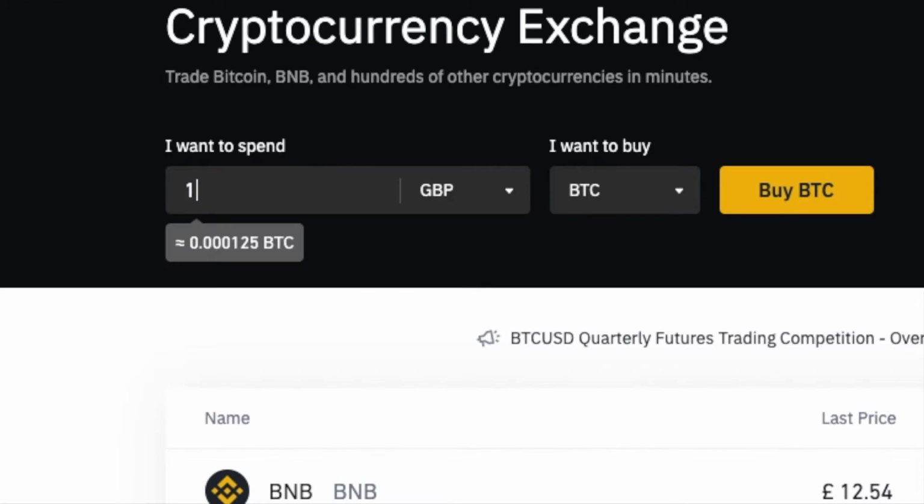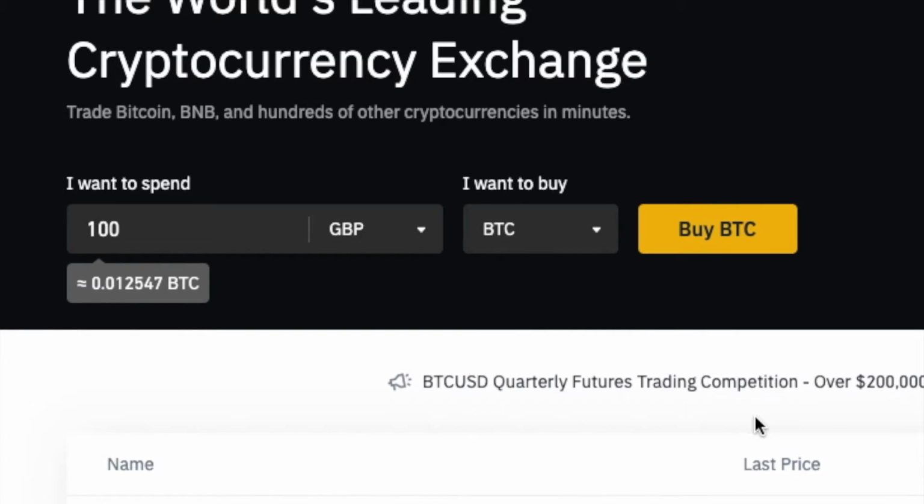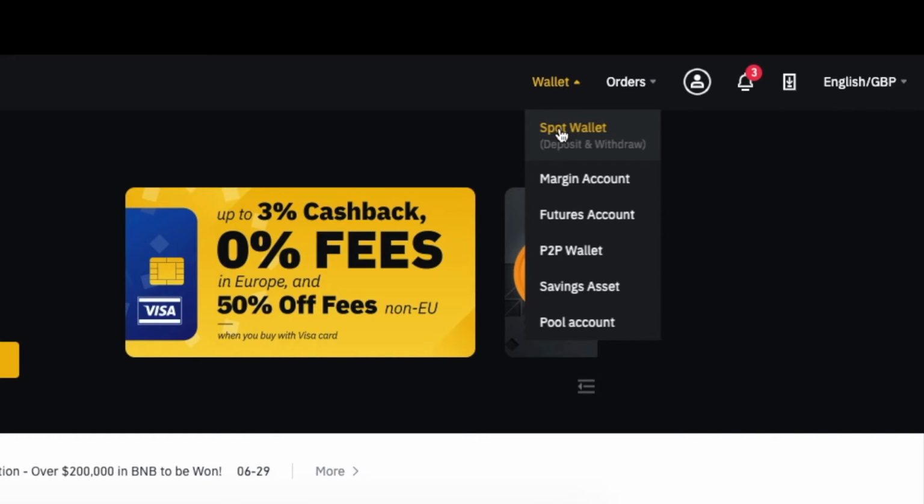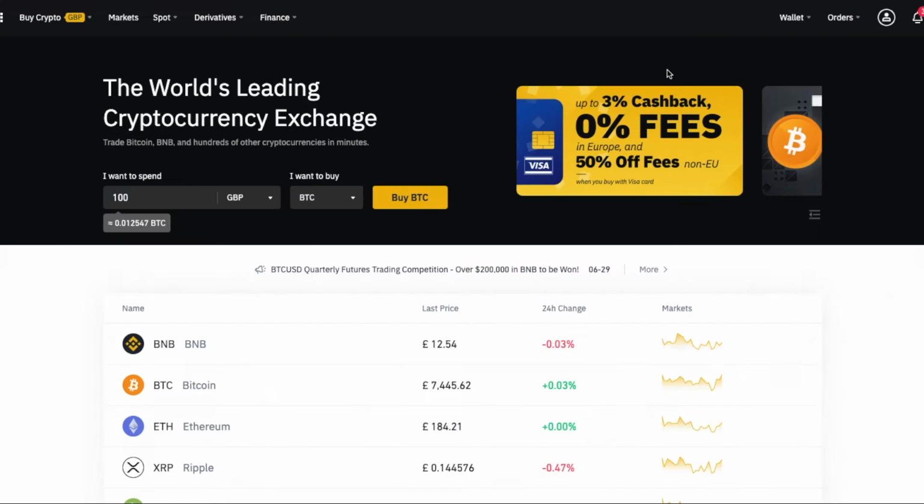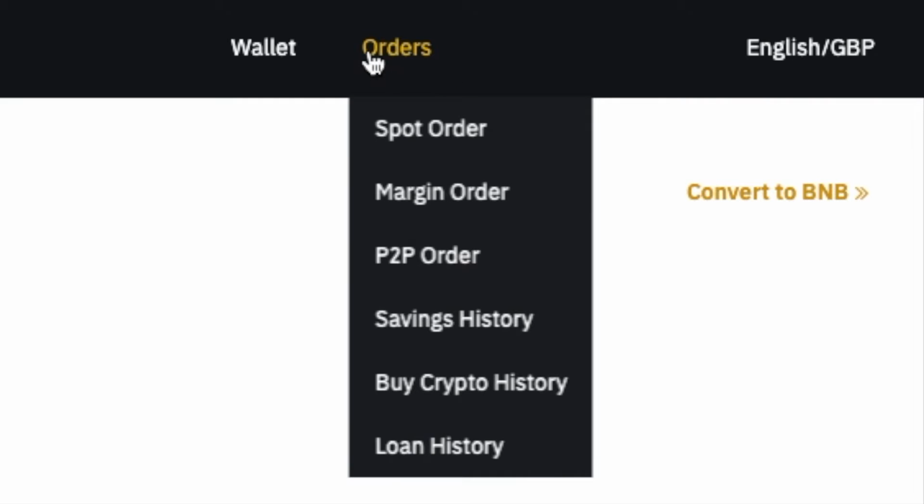I can just buy, for example, £100 worth of BTC. So I could click buy. It would create a buy transaction for BTC. Okay, so I would have £100 worth of BTC to trade with. Okay, once I buy, you can do it two ways actually. You can do it here, or you can come to the wallet, spot wallet. Okay, I wouldn't advise to do margin trading if you're new.